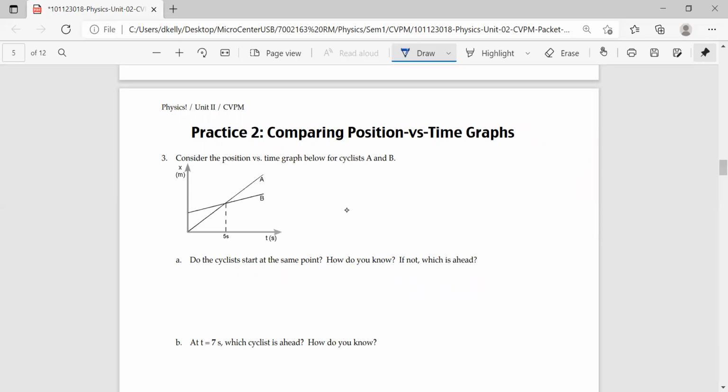We can clearly see that cyclist A and cyclist B do not start at the same point, because cyclist A is at the origin and B is at some y-intercept, some non-zero number. It could be 2, it could be 200, but it's definitely not 0, so they don't start at the same point. That's how we know. No, they don't start at the same point because the positions are different.